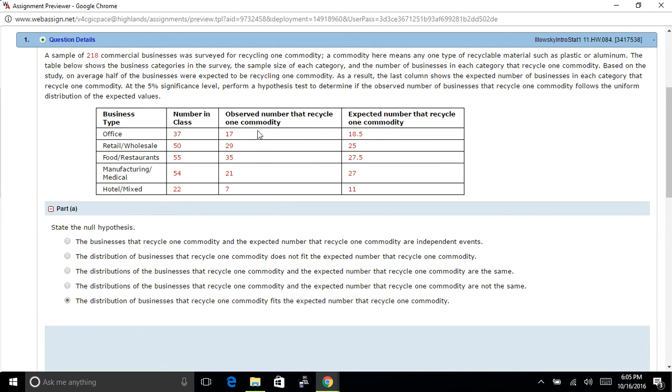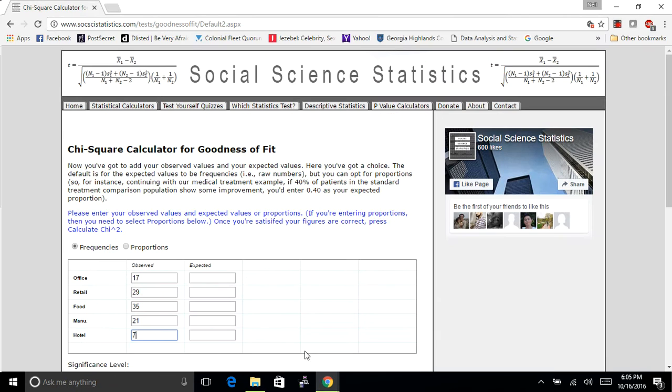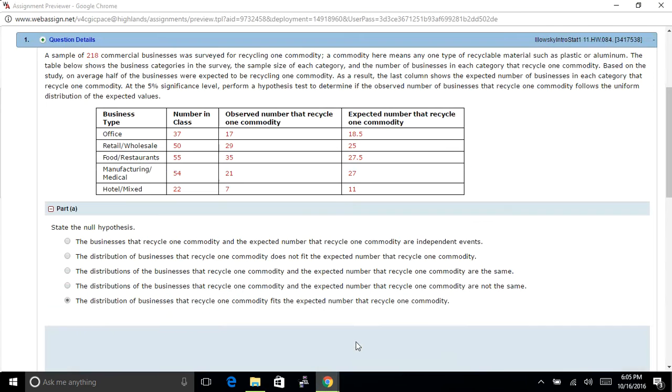So this is where I'm getting it, observed numbers. I'm pulling those right there. So then I go back and I need to do my expected, which was 18.5, 25, 27.5, 27, and 11. All right, again, if I go back here, you'll see that I wrote down the right numbers.